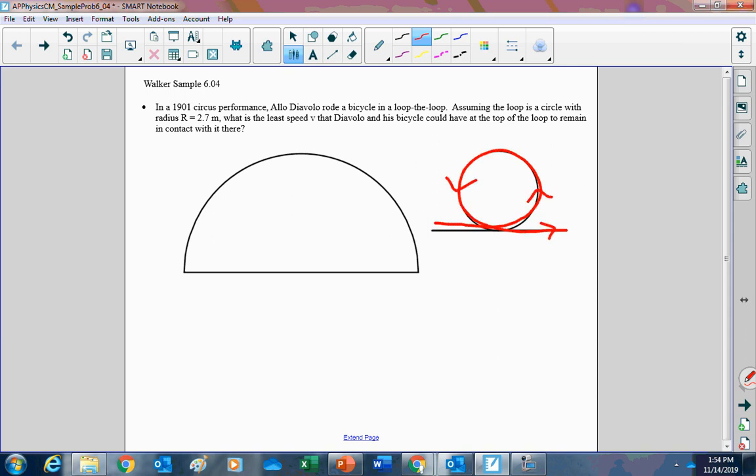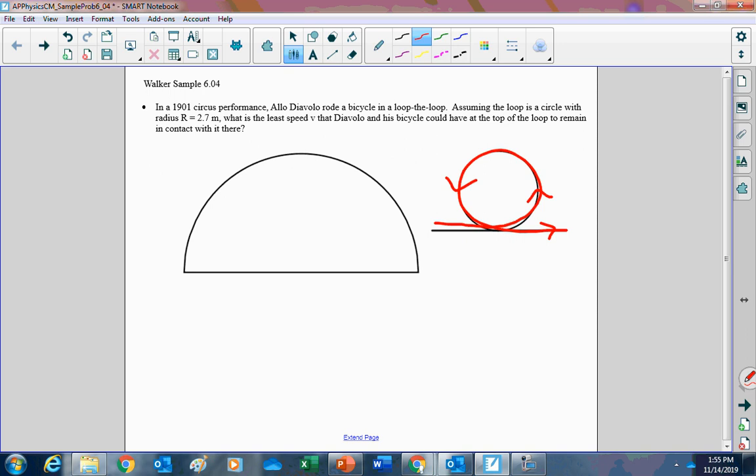So the question here is, what's the lowest velocity or speed that the bicycle rider can have at the top in order to not fall down, basically.